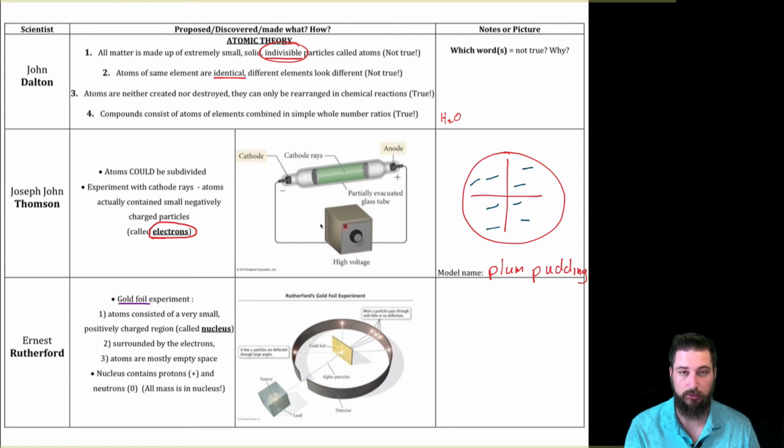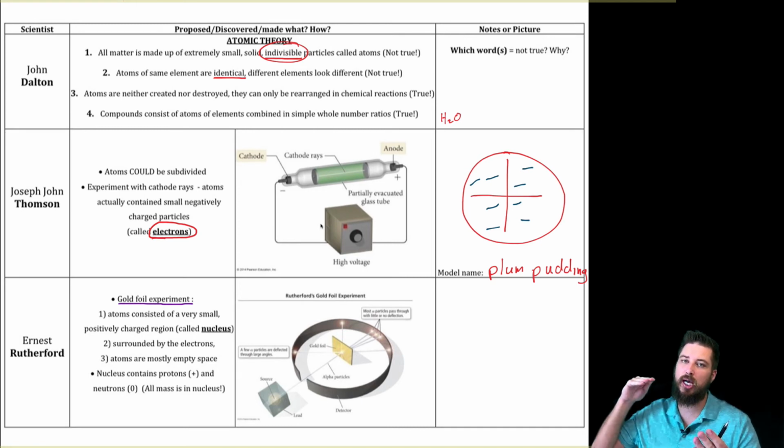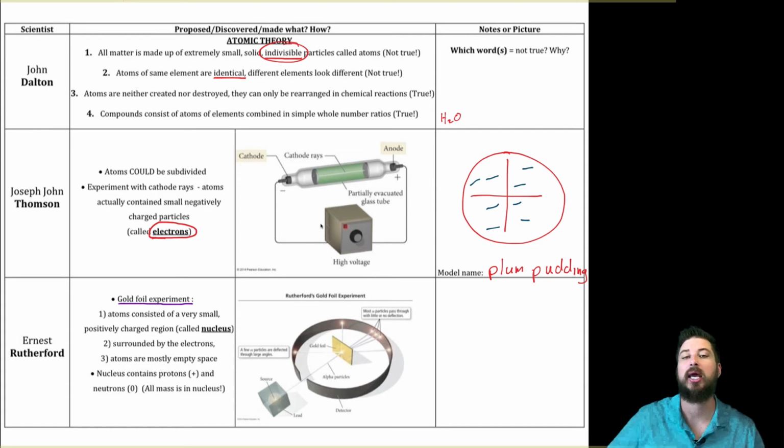So I'm going to underline gold foil because that's the experiment that he used to discover this. Essentially what he did is he took a very thin piece of gold foil. He hammered it very thin to where it was as few atoms thick as possible. And he shot alpha particles at the foil.